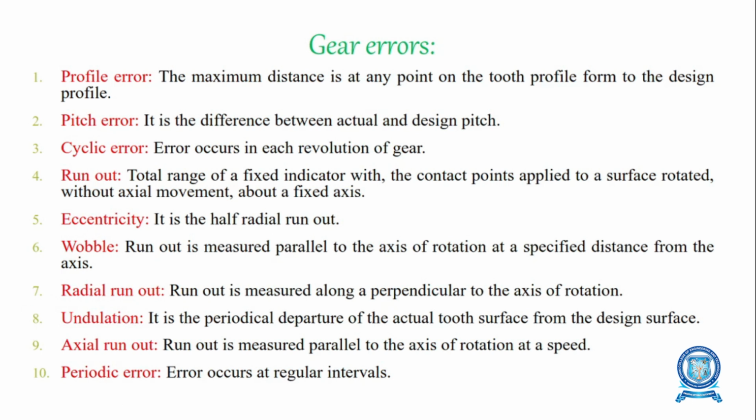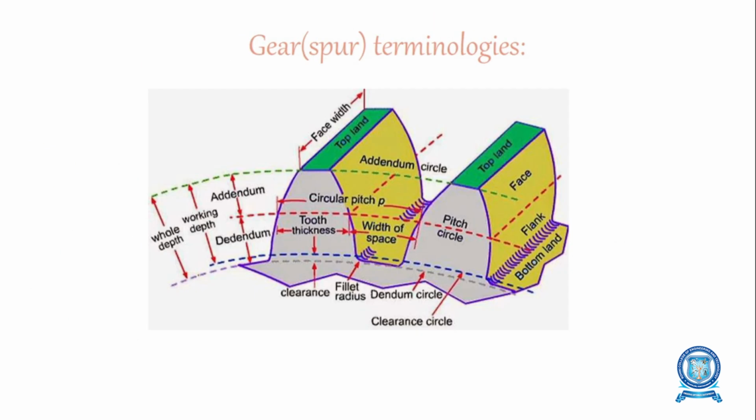The first one is profile error. It is the maximum distance at any point on the tooth profile form to the design profile. In the gear, when we consider this spur gear terminology, the tooth has a maximum distance from the design profile, and some errors may occur between the mating gears. That is called profile error.